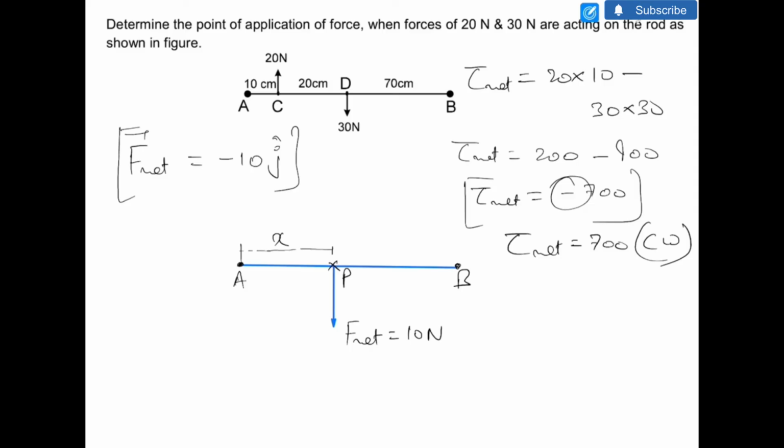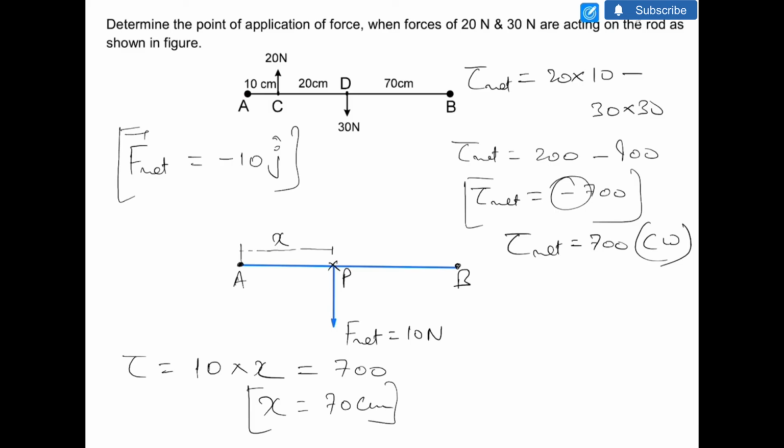We already discussed in this video that the torque produced by this net force, when applied at the point of application of force, should be the same. So the torque produced by this net force is 10 into x, and it should be the same as the previous torque. So x is equal to 70 centimeters. We can say that the point of application of force is at a distance of 70 centimeters from point A. So this is the correct answer.